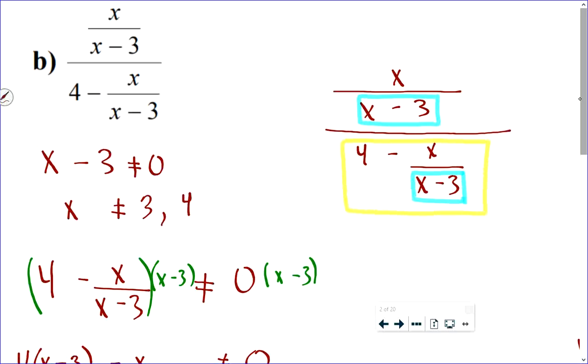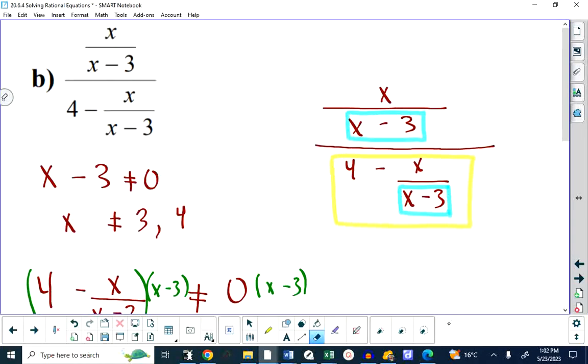If I put x equals 3 in, I get that, right? And that causes all kinds of problems because 3 minus 3 is 0. So right away on the top, right out of the gate, we have 3 over 0. Not allowed. That's why it's non-permissible.